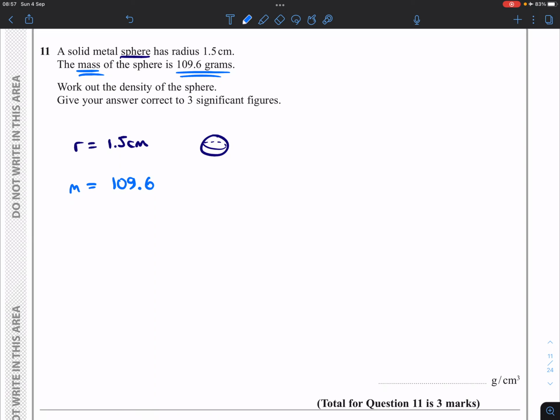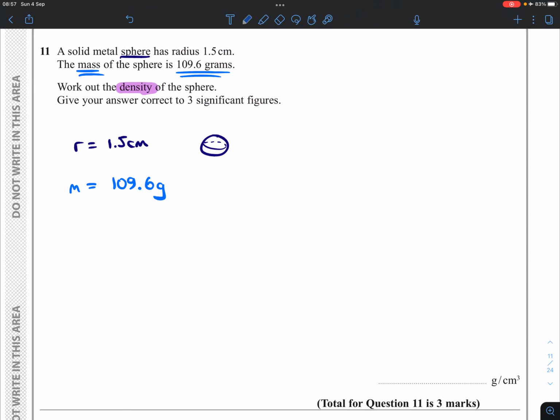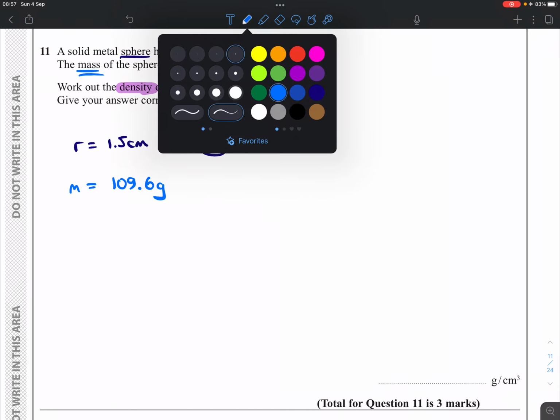Question 11. A solid metal sphere has a radius of 1.5 centimeters. So we have a radius of 1.5 centimeters and we know we're dealing with a sphere. We are given its mass as 109.6 grams and we're being asked to calculate the density. Quite often, as soon as you see something involving mass and some object that has a volume, chances are density is going to be lurking somewhere.